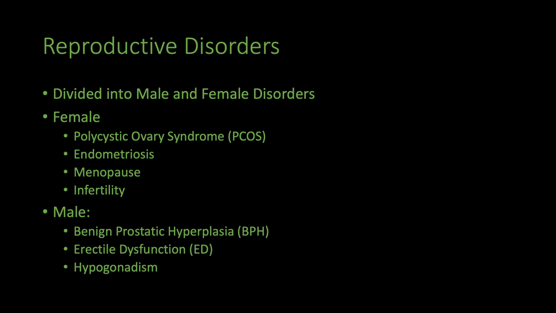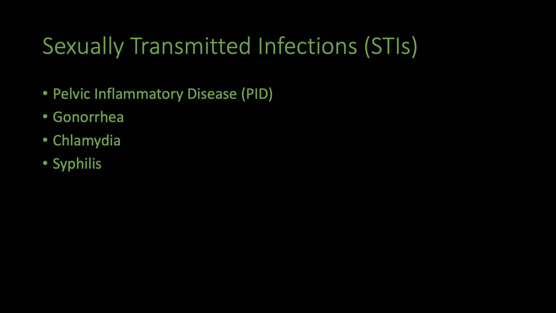So again, they are divided into male and female parts. In the first few sections, we're going to talk about the female reproductive hormones that are used to treat polycystic ovary syndrome, endometriosis, menopause, infertility, and then we'll look at the male parts, which are benign prostatic hyperplasia, erectile dysfunction, hypogonadism. So let's take a look at these.